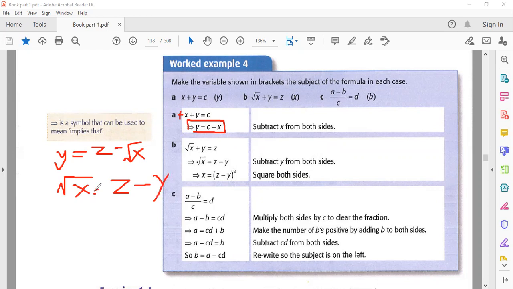Once I take that off, I put a square on both sides, because I want to cancel my under root. This square cancels this one, so here we will have x. So I put here, this will equal to z minus y, and here it is a square.